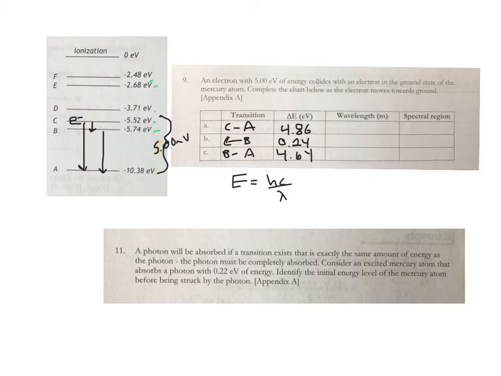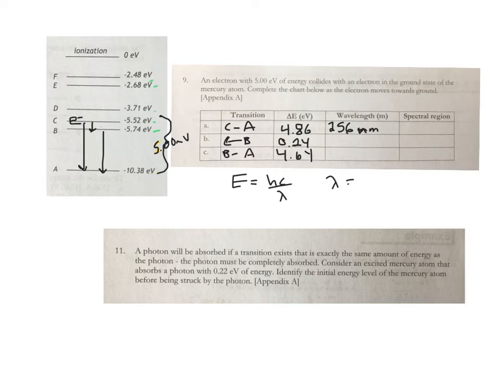I'm going to use the 4.14 times 10 to the negative 15 because I'm dealing with electron volts. So 4.14 times 10 to the negative 15 times 3 times 10 to the 8 divided by 4.86 gives me, I guess I can write this, nanometers is probably easier to see, 256 nanometers. And I would do the same calculations for B and C as well.